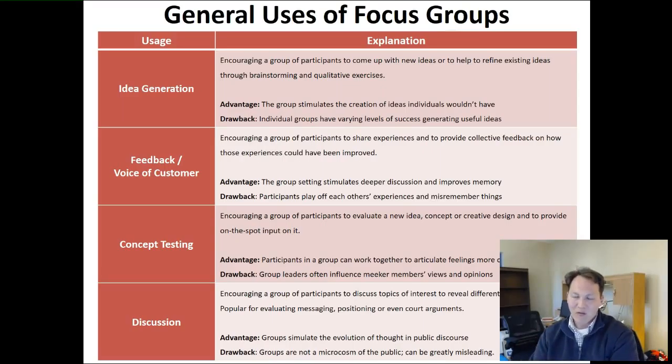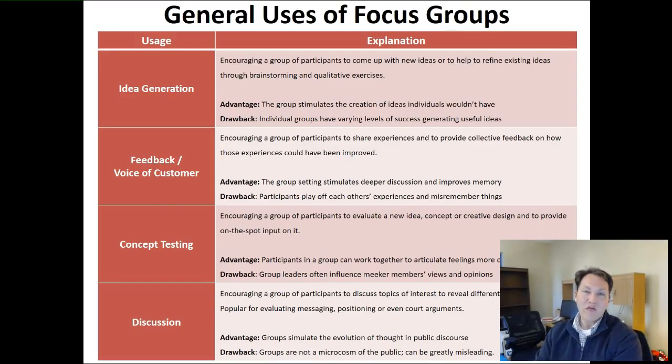And you can get that information pretty efficiently. You don't have to go through hours and hours of testing with multiple respondents. You can get it all in about an hour. The drawback, however, is that group leaders often influence meeker members' views and opinions. So if you have some really strong voices in the group, and you have some people that don't have as strong of opinions or as much confidence, they can really be influenced by what they perceive to be the group leaders. And that can be very dangerous, because it can give a sense of consensus where there actually isn't any. It's just that people are following the leader.